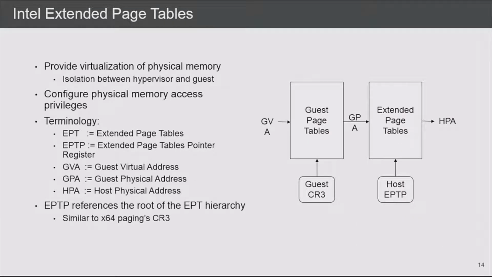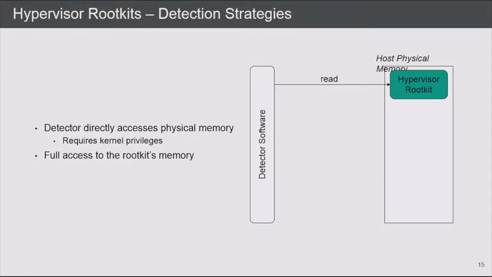In order to isolate its memory from the guest system, the rootkit typically uses a second address translation, which is provided by, for example, Intel's Extended Page Table mechanism. So normally we would have the translation of a virtual address into a physical address, but with EPT enabled, we now have a second address translation from guest physical addresses to host physical addresses.